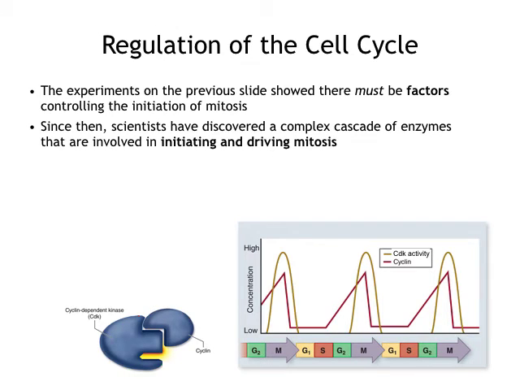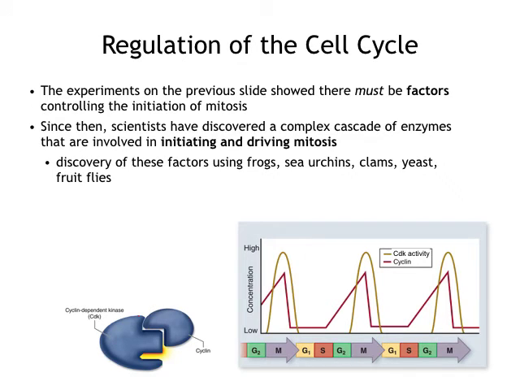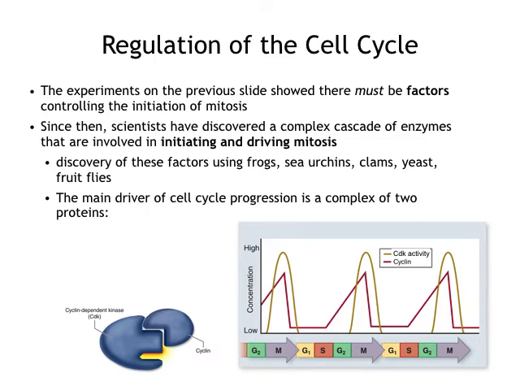And since then, scientists have discovered a complex cascade of enzymes that are involved in initiating and driving mitosis. And these factors were discovered using frogs, sea urchins, clams, yeast, and fruit flies as model organisms. Remember, scientists can't always do experiments on human cells or on humans, right? So we use model organisms. And believe it or not, sea urchins and clams are model organisms.